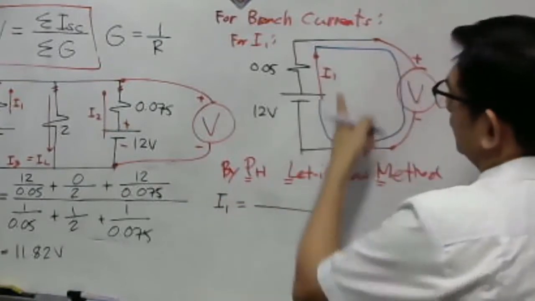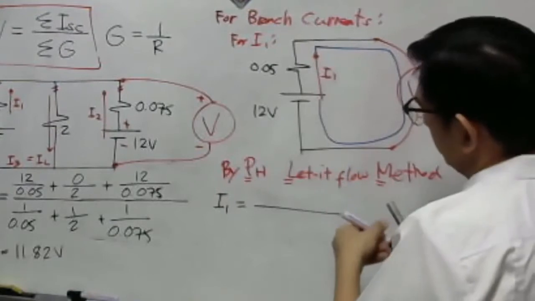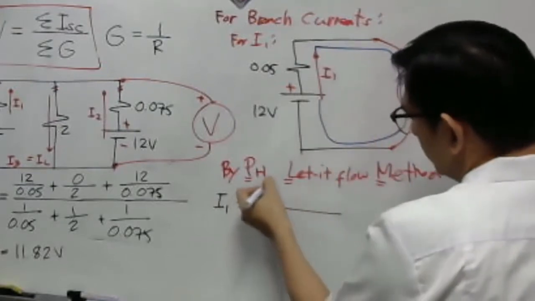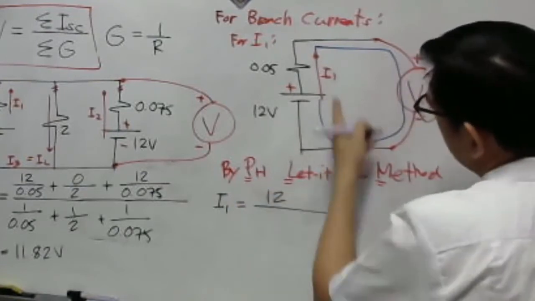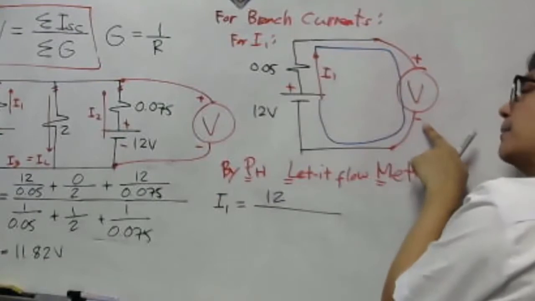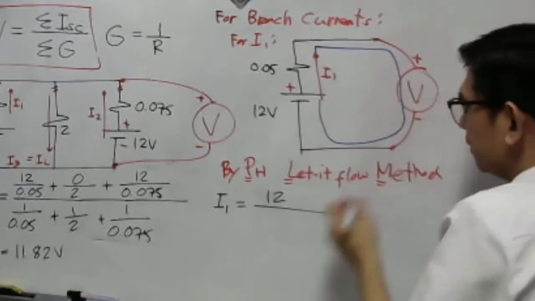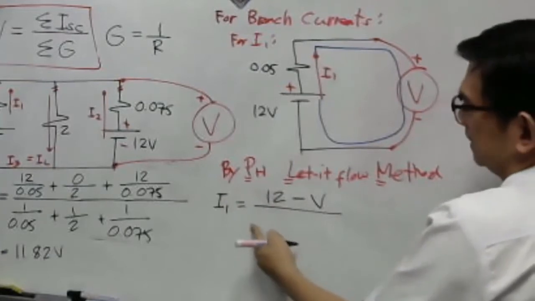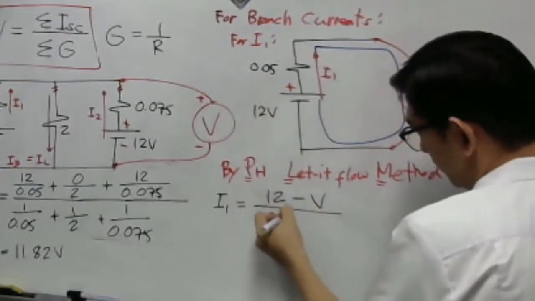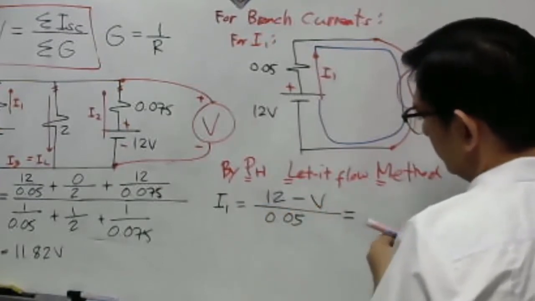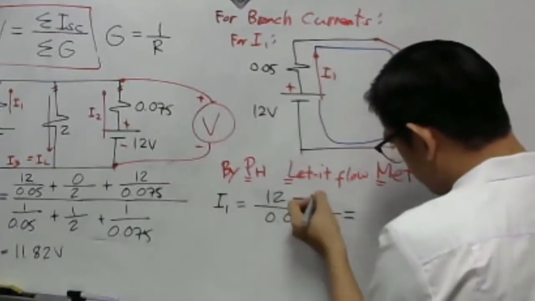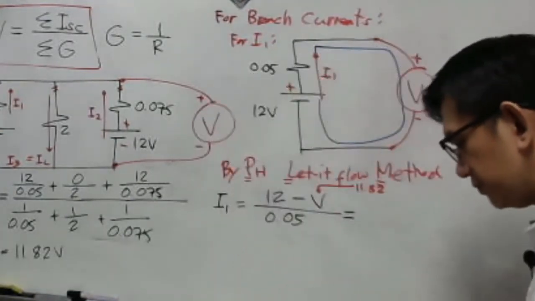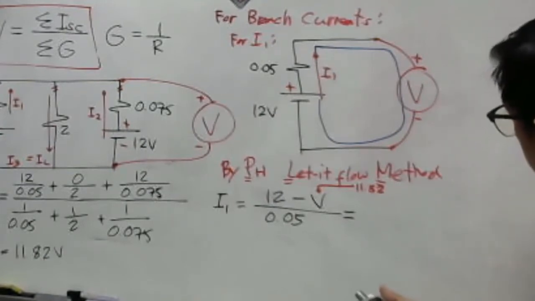Okay? There you are. So, I will put here I sub 1. That is equal to, okay, this current I sub 1, it leaves on the positive terminal of the battery. So, that is where it leaves. So, therefore, it is 12. Put here 12. What about for the voltmeter? Again, it leaves on the negative terminal of the voltmeter, no? Divided by the resistance. Because current is voltage over resistance. What is the resistance here? The resistance is 0.05. So therefore, we just have to substitute our 11.82 here. Okay. This is 11.82 volts. Okay. So what will be the value? Okay, we have 12, then minus.